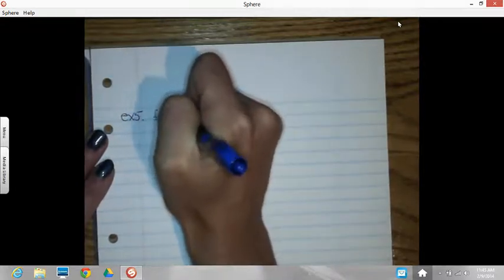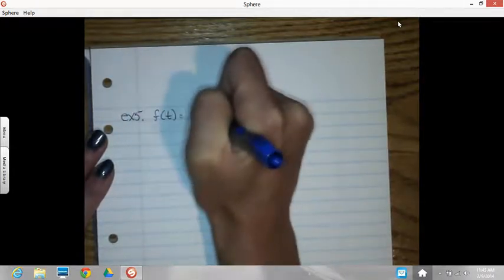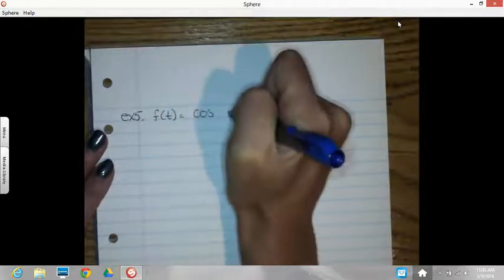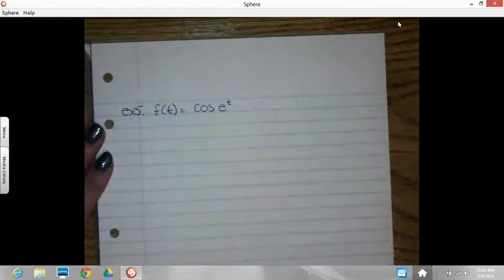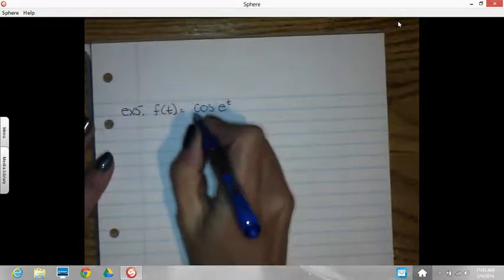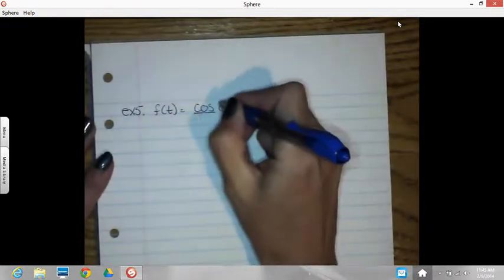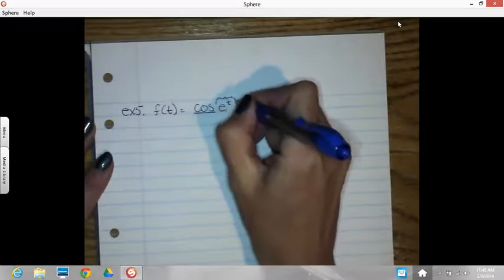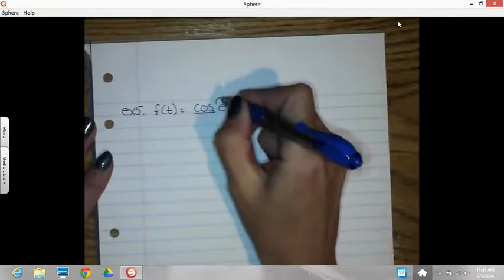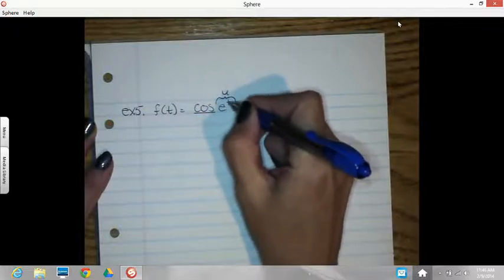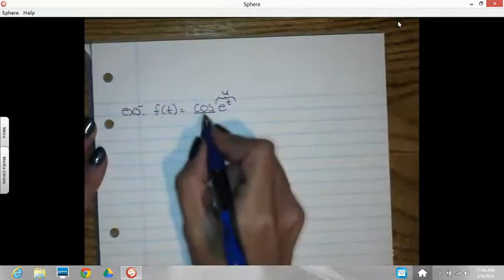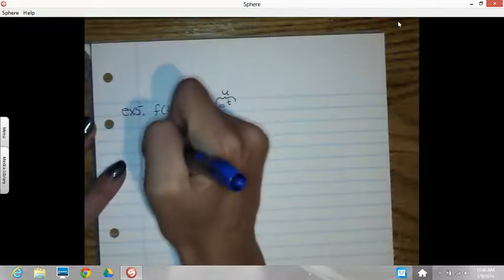Let's see, f of t equals cosine of e to the t. Okay, derivative. Okay, this is a trig function. The angle happens to be an e term, so it's the cosine of u. And inside the u, I've got an e to the u. So it's a trig function first. That's where I start my derivative.